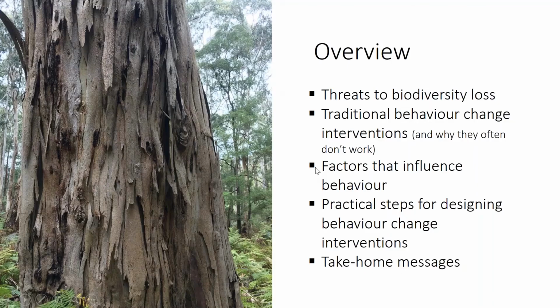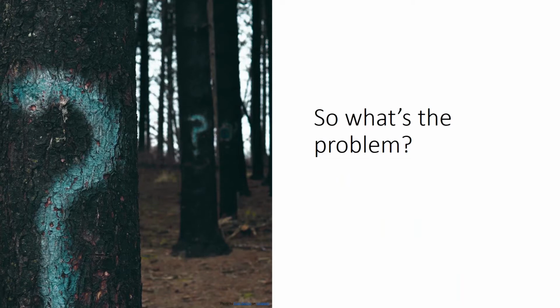But what I'm going to talk about today, to give you a bit of an overview, is some of the main threats to biodiversity loss and how human behaviour ties into that. We'll then look at some of the traditional behaviour change approaches that are often used by governments and why they often don't work. And then stepping into some of the factors that influence behaviour to get an idea of the complexity of humans and why we do what we do. And then I'll give you a very quick overview on some practical steps for designing some behaviour change interventions for biodiversity.